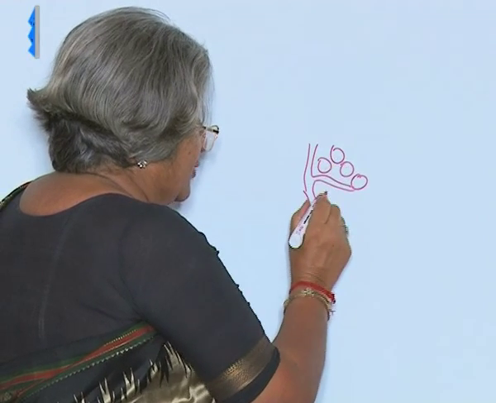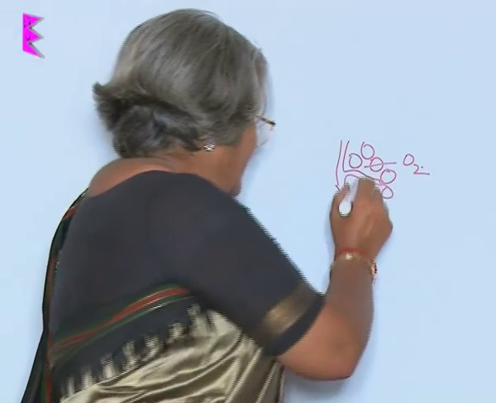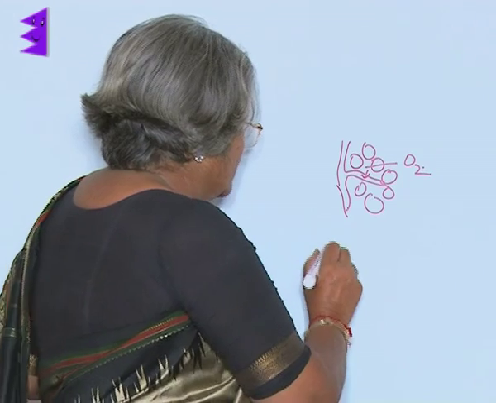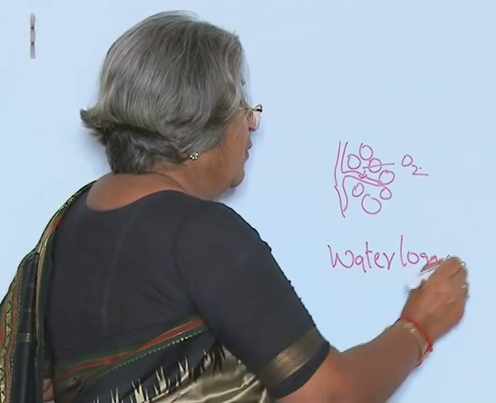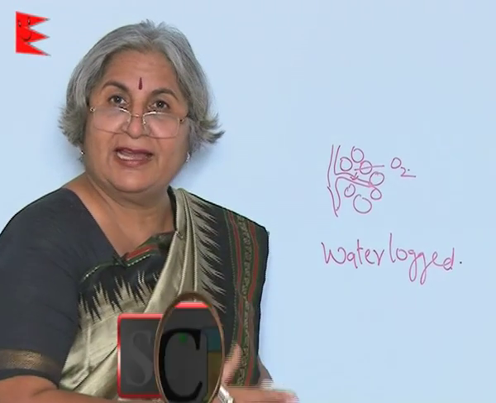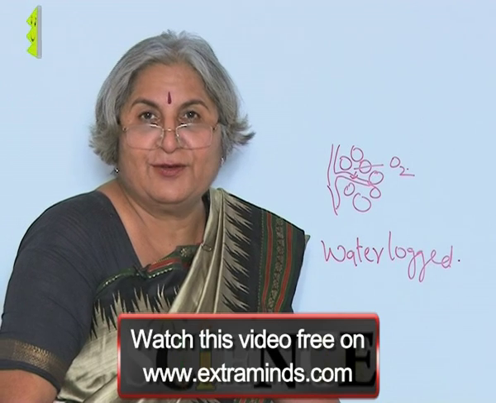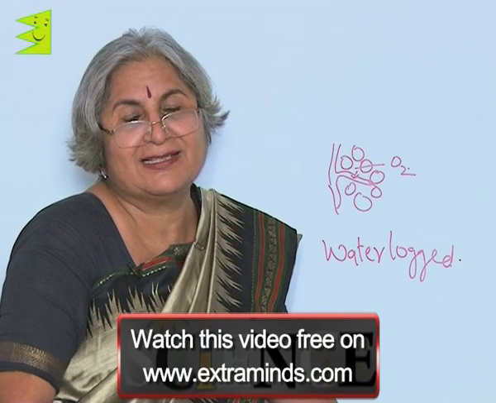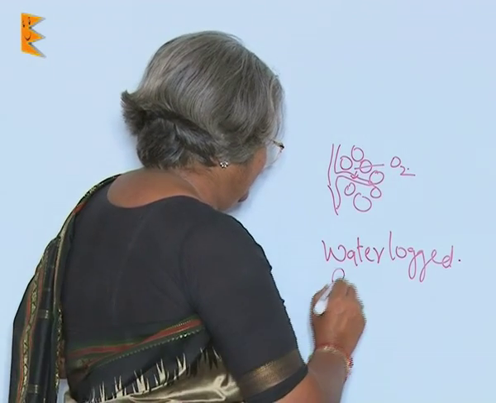There are gaps in the soil particles, and these gaps are filled with air, that is oxygen, and this is used by roots. But if there is excessive water, then we say the soil is waterlogged. So, the air is expelled out of the soil and the roots are not able to breathe and get no energy, so the plant starts dying. So, the roots also breathe.